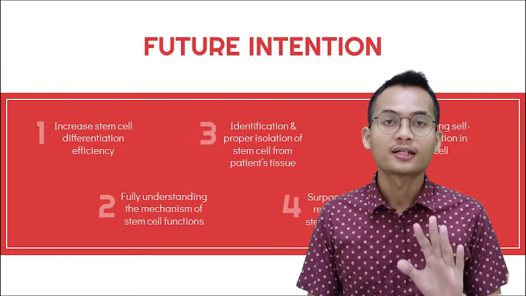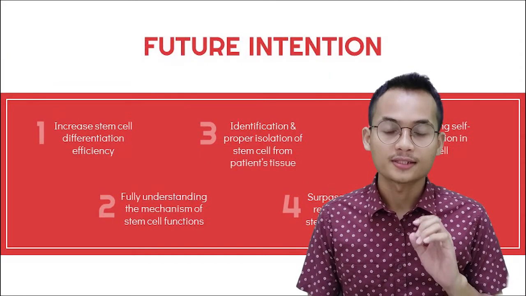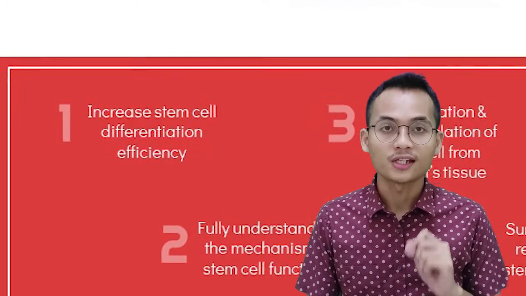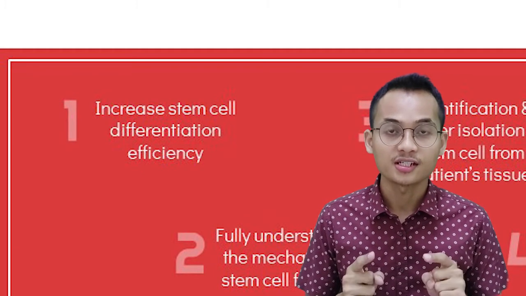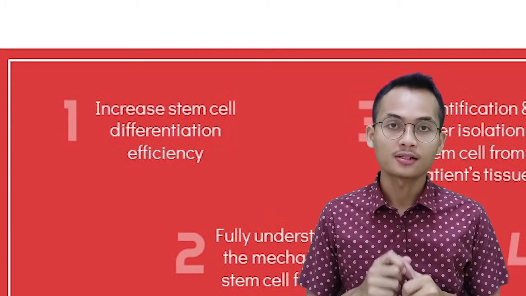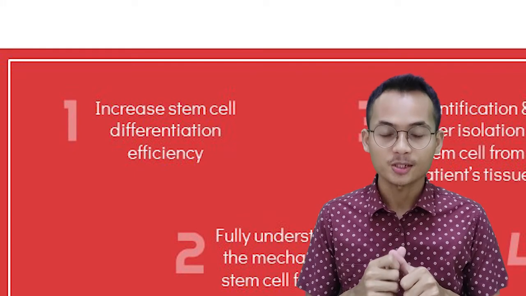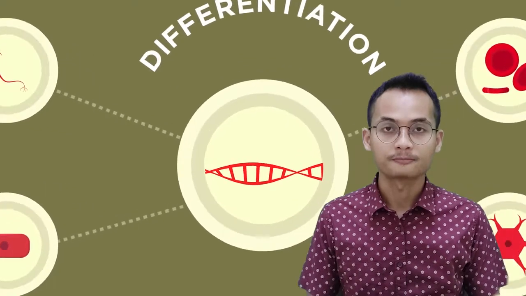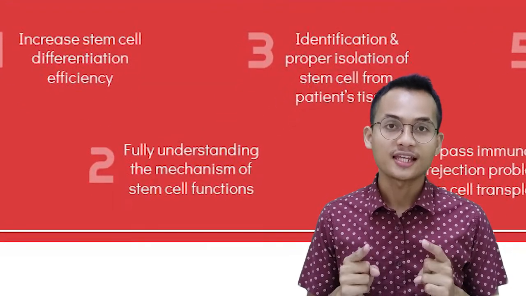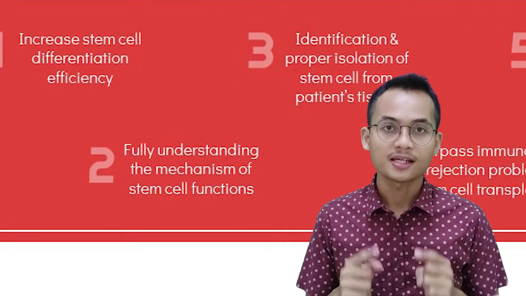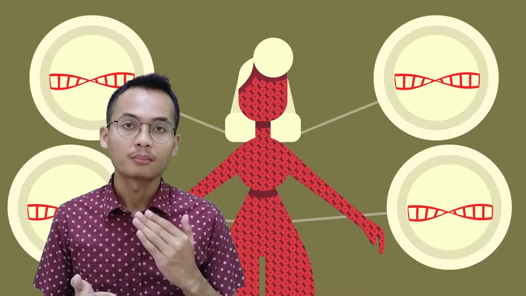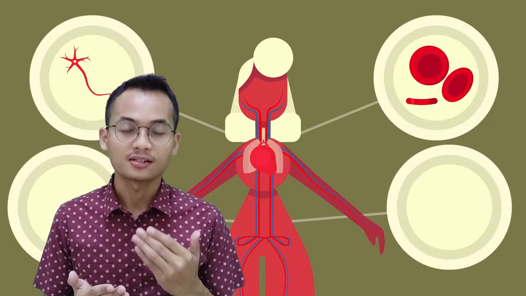Next, we move to the future intention by the International Society for Stem Cell Research. There are 5 intentions for stem cell development in the future. The first one is to increase stem cell differentiation efficiency. This is because by increasing the efficiency, more stem cells can be developed in the future. Next, to fully understand the mechanism of stem cell function. This is important in knowing and developing more efficient stem cell research.